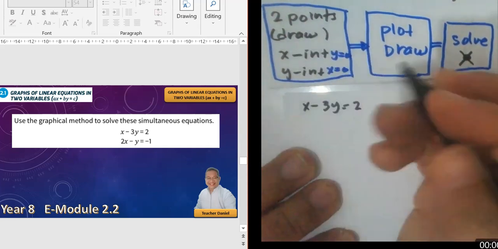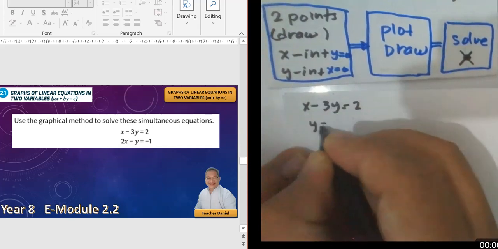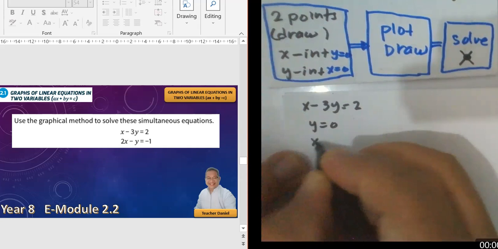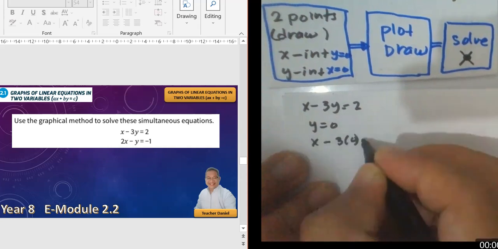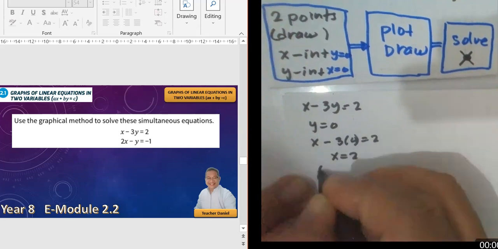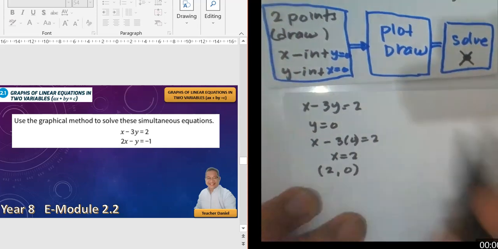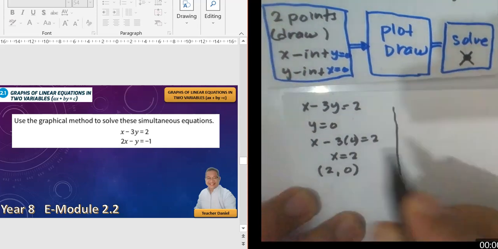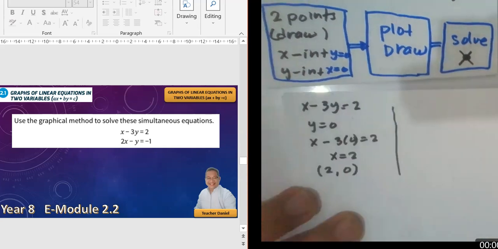What does it say? Get 2 points. So the x-intercept. Let y is equal to 0. So you have there x minus 3 times 0 is equal to 2. So x equals 2. So the coordinate is (2, 0). Now let's solve for the y-intercept.